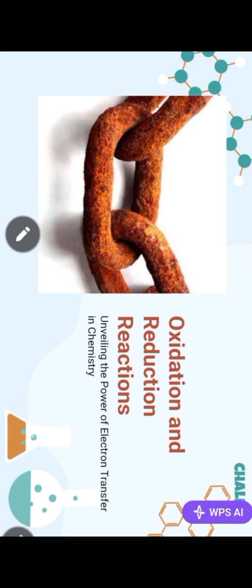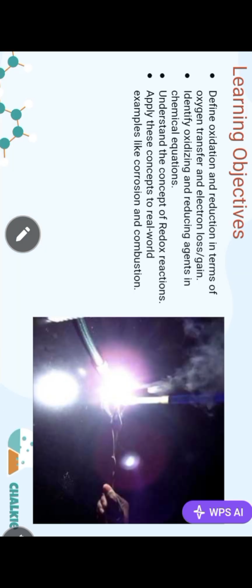Today's topic is oxidation and reduction reaction, and this class is applicable for 10 to 12th grade. So, learning objective. At the end of this class, you should be able to define oxidation and reduction in terms of oxygen transfer and electron loss or gain.